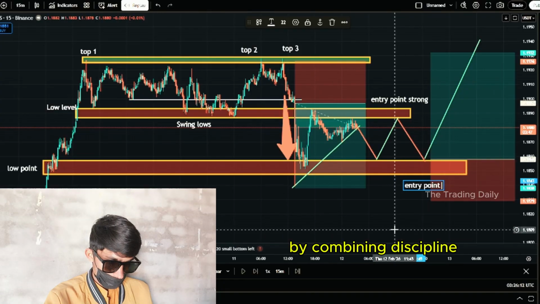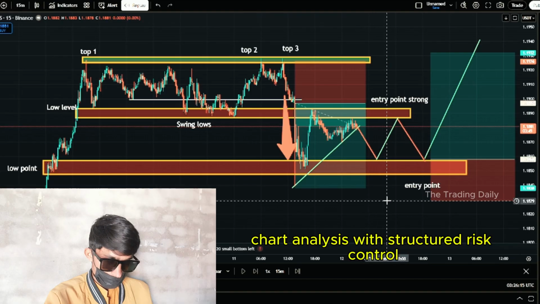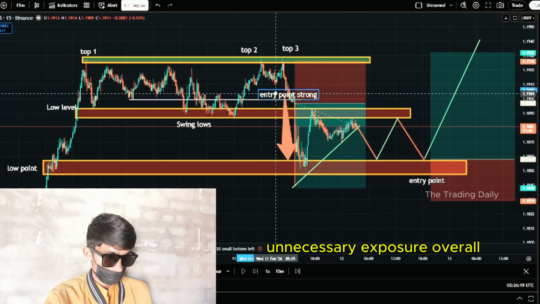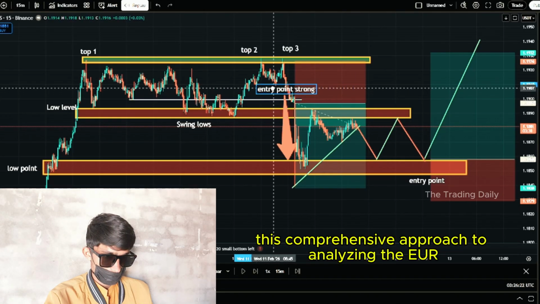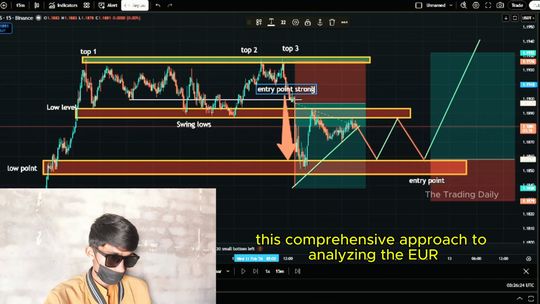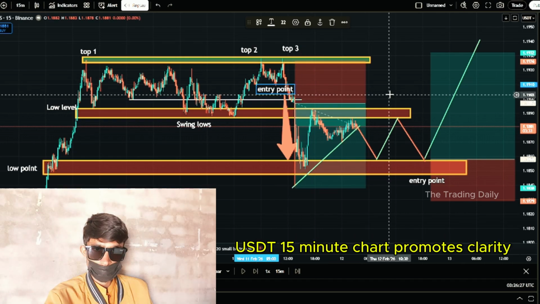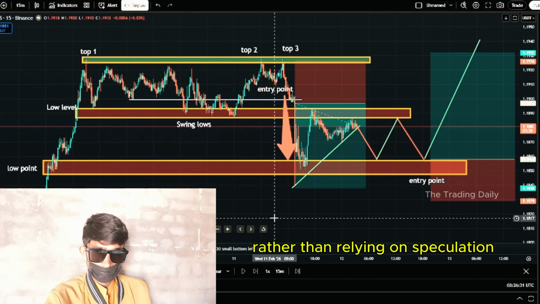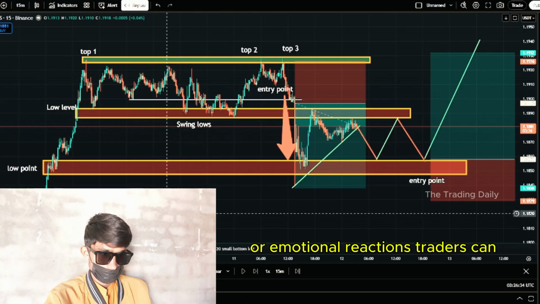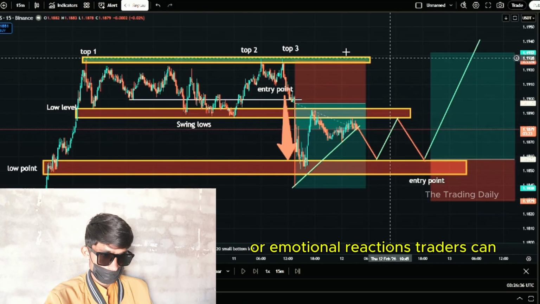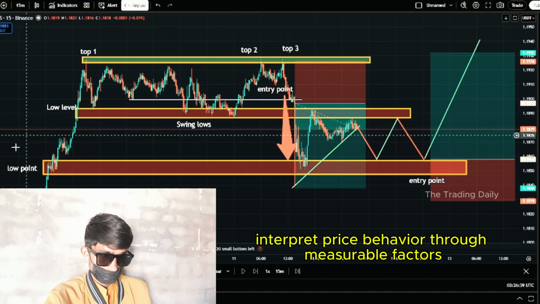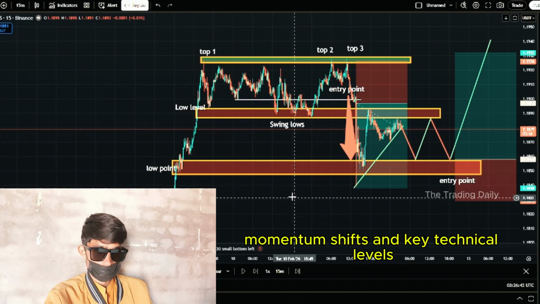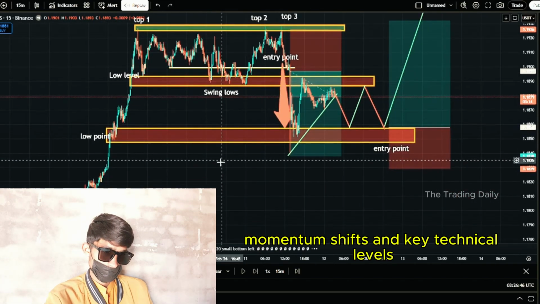By combining disciplined chart analysis with structured risk control, traders can improve consistency and reduce unnecessary exposure. Overall, this comprehensive approach to analyzing the EUR/USDT 15-minute chart promotes clarity, objectivity, and disciplined execution. Rather than relying on speculation or emotional reactions, traders can interpret price behavior through measurable factors such as candlestick strength, structural progression, momentum shifts, and key technical levels.